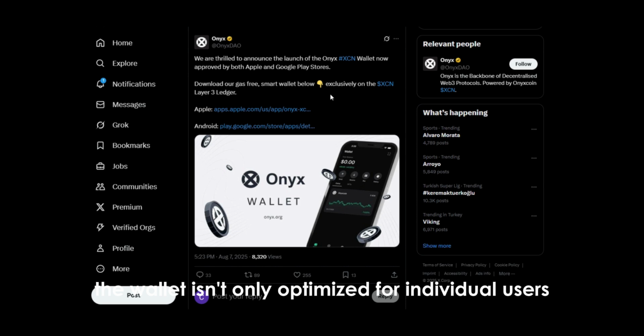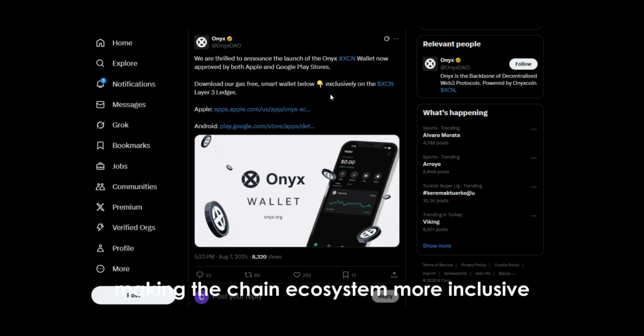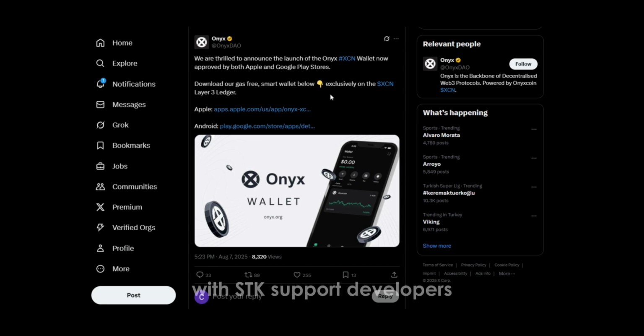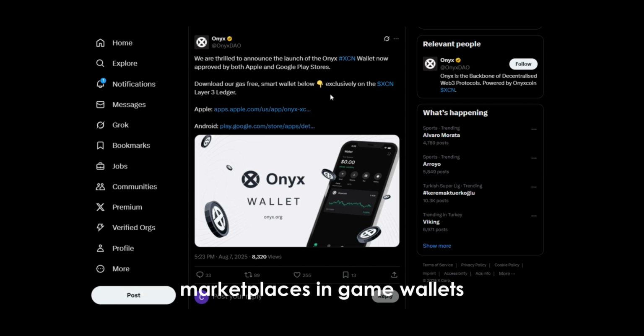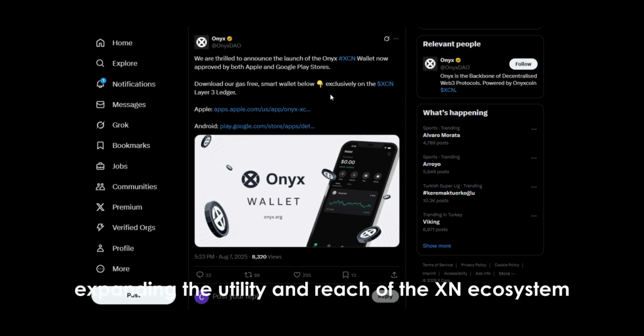Moreover, the wallet isn't only optimized for individual users, it's also developer-friendly, making the chain ecosystem more inclusive. With SDK support, developers can integrate Onyx Wallet functionality into their own platforms. This enables seamless operations for NFT marketplaces, in-game wallets, or decentralized social media applications, ultimately expanding the utility and reach of the XCN ecosystem.